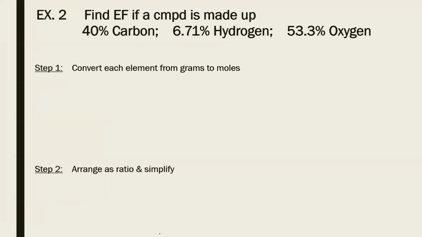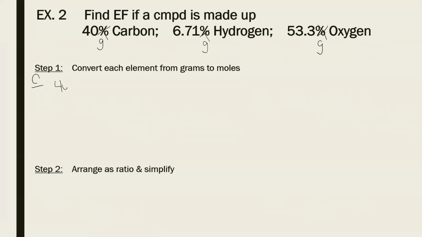All right, let's try another one. Find the empirical formula if a compound is made up of 40% carbon, 6.71% hydrogen, and 53.3% oxygen. Once again, change the percent sign to a gram because it's out of 100 grams. And then do the same thing we just did.